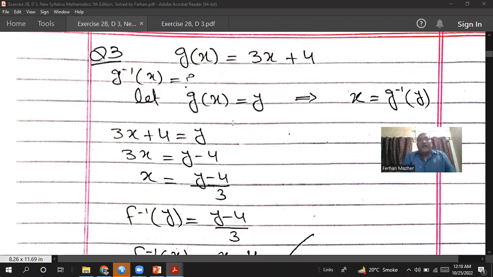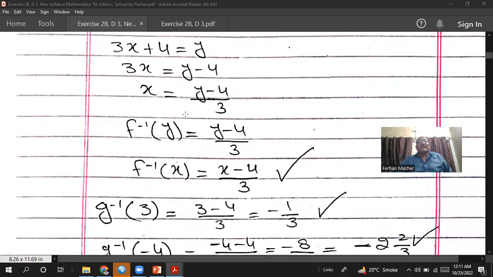So you will have 3x is equal to y minus 4. So x will be equal to y minus 4, the whole thing divided by 3. So in the place of x, I can put g inverse of y. By mistake I wrote f inverse of y here. This is g inverse of y equals y minus 4, whole thing divided by 3. I will change the variable. So this will become g inverse of x equals x minus 4 by 3.